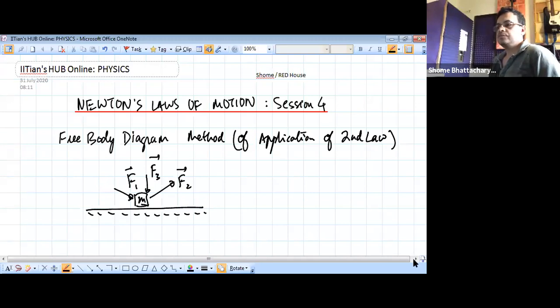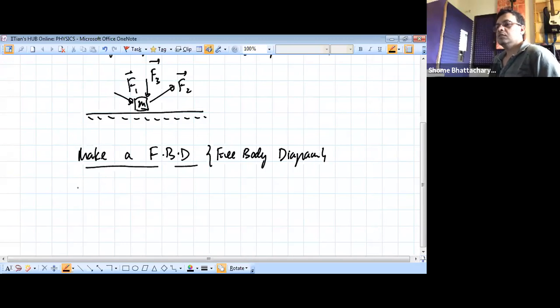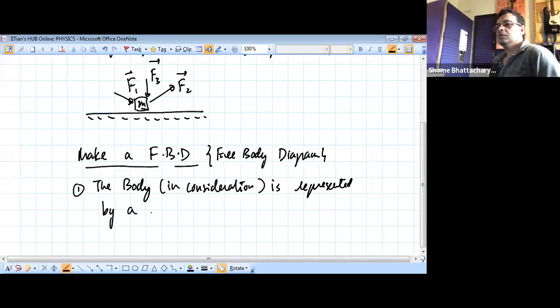So what we do is, we make a free body diagram, which we'll from now on refer to as FBD, wherein the body in consideration is represented by a particle or a point mass. So that's the first step of making the free body diagram.